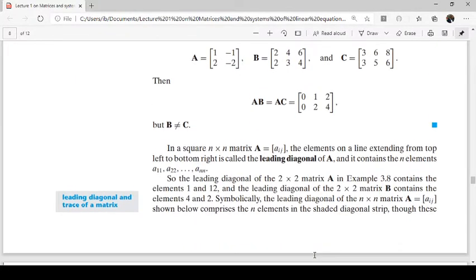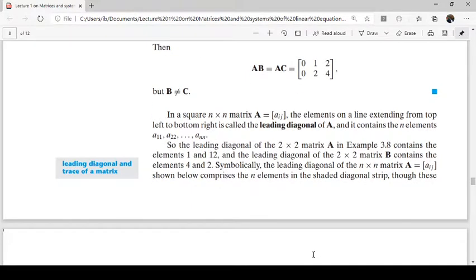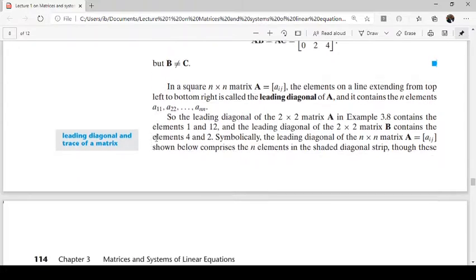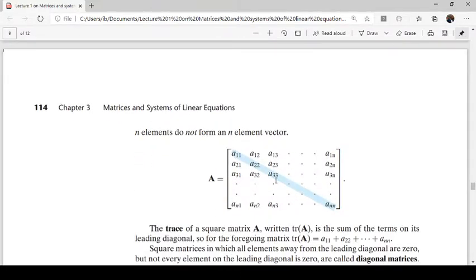Now there's what we call the leading diagonal. When you have the elements in a matrix A11, A22, up to Ann, that line, for example this line here, is what we call the leading diagonal of a matrix. And the sum of the leading diagonal of a square matrix is called the trace of the matrix.